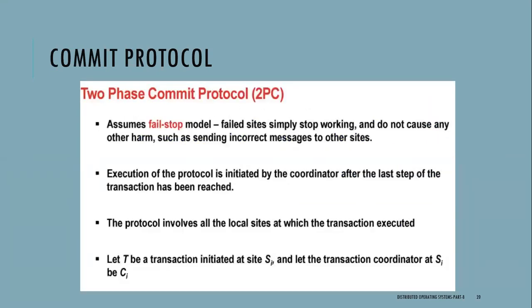Two-phase commit protocol assumes the fail-stop model. Failed sites simply stop working and do not cause any other harm, such as sending incorrect messages to other sites. Execution of the protocol is initiated by the coordinator after the last step of the transaction has been reached. The protocol involves all the local sites at which the transaction executed. Let T be a transaction initiated at site Si, and let the transaction coordinator at Sj be Ci.